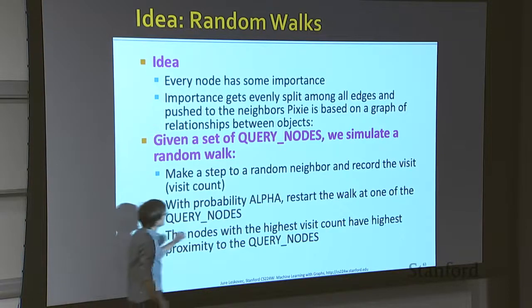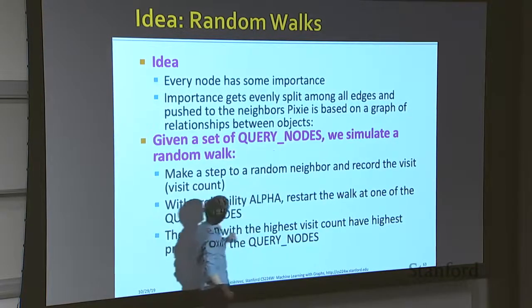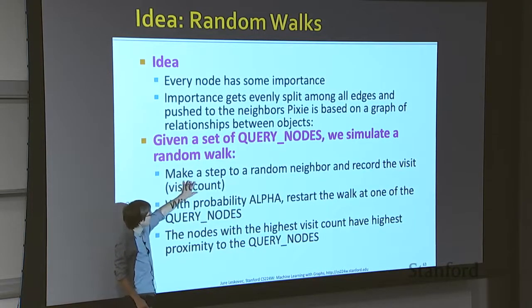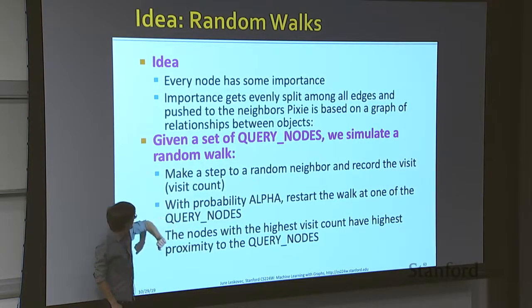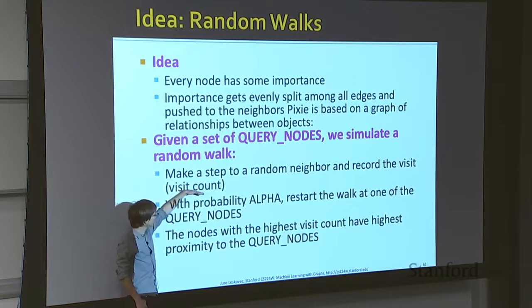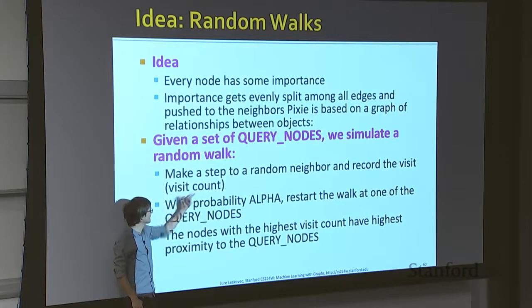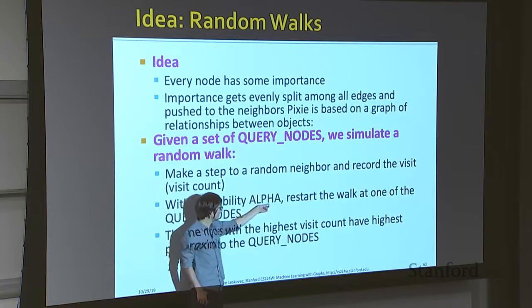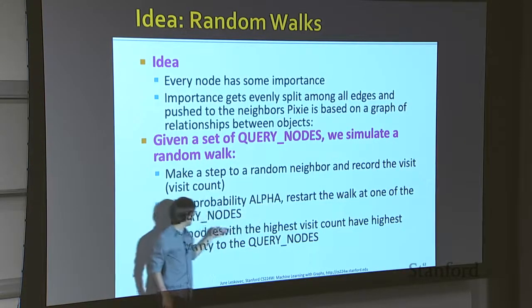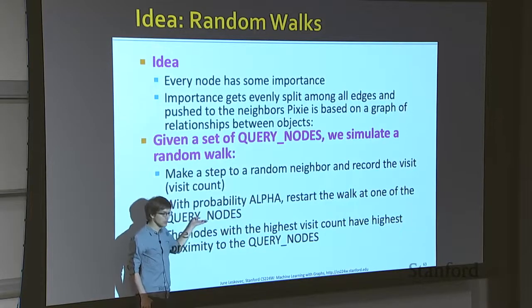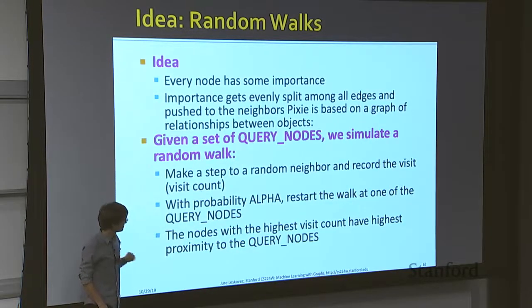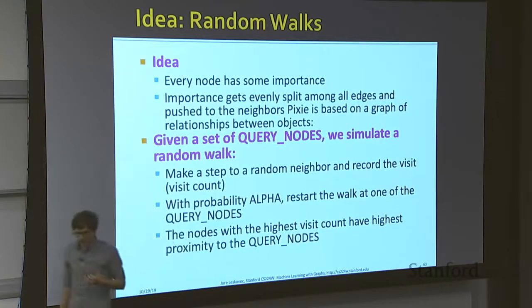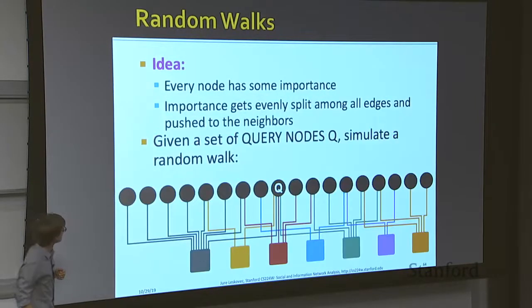So the idea is that we will start with some query set of nodes, and then we will simulate the random walk, where we make a step at random, and for every node we will count how often the random walk visited the node. And as I said, we will also flip a coin with probability alpha. We will restart the walk at one of the query nodes. And the nodes with the highest visit count, those are your recommendations, right? So the idea is the following.